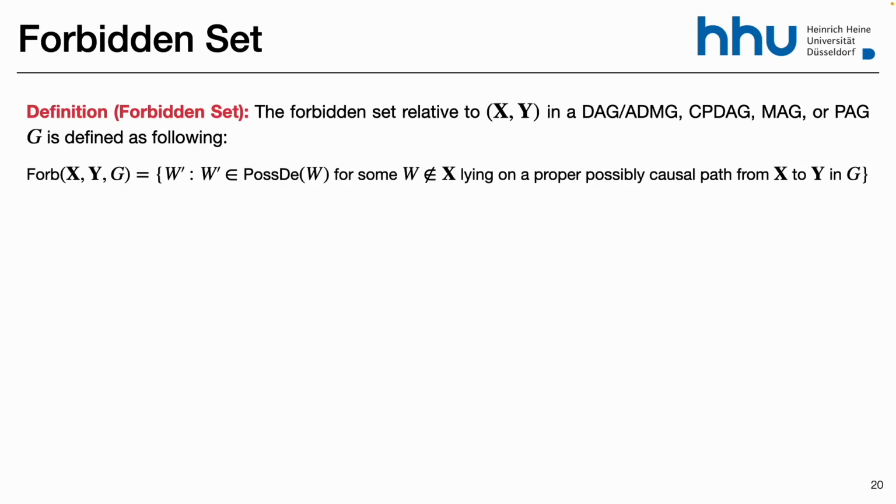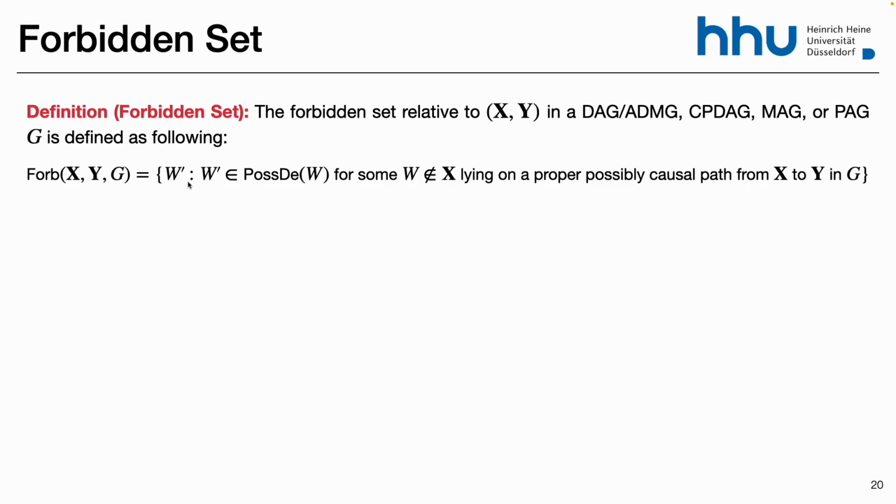So another thing is about the forbidden set. It's going to be related to the descendants, right? So the forbidden set relative to a pair in any of these graphical models is going to be every W prime such that W prime is a possible descendant of a W, where W doesn't belong to X but lies on a proper possibly causal path. It's really related to the condition that we saw in the generalized adjustment criterion.